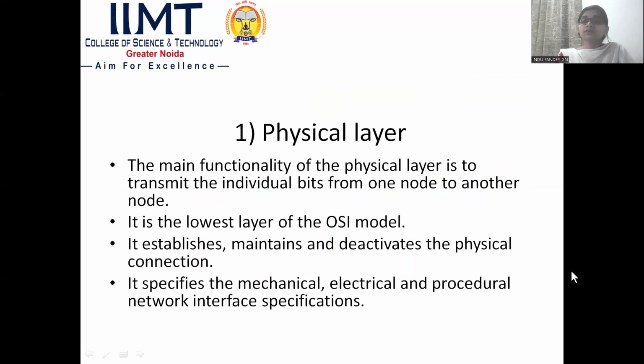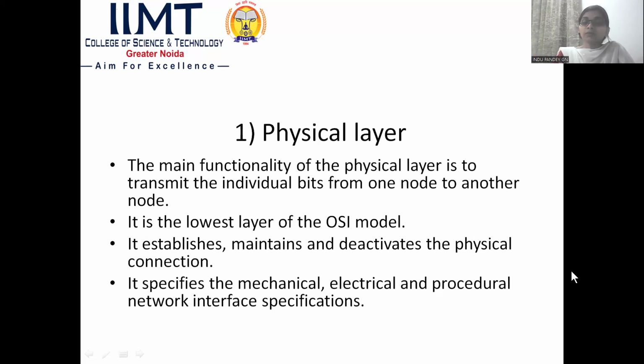So the first layer is the physical layer. The main functionality of the physical layer is to transmit individual bits from one node to another node. As we know, data consists of binary form, that is 0 and 1, and this form is called bits. The physical layer tries to transmit these bits. It is the lowest layer of the OSI model.